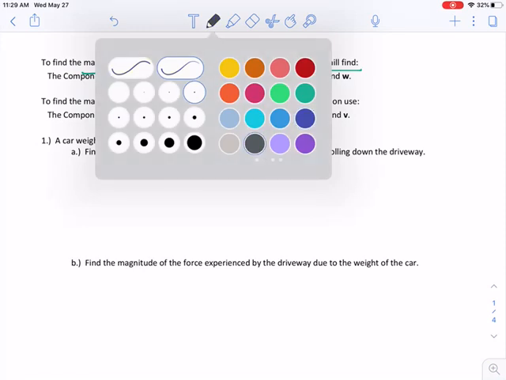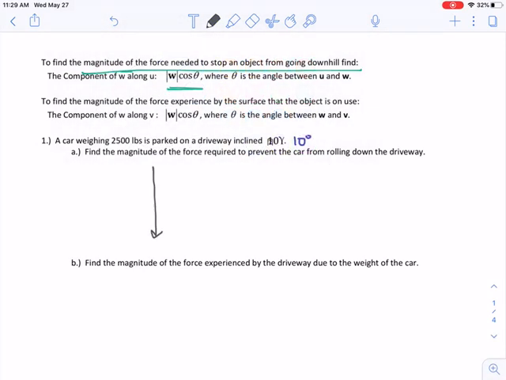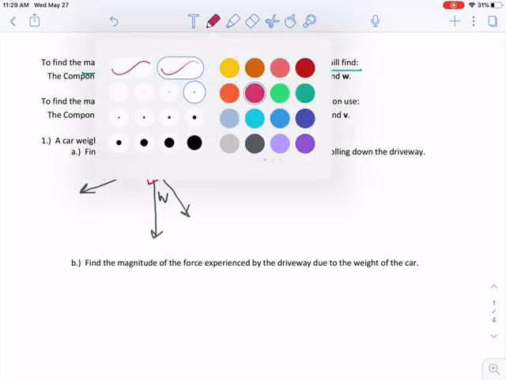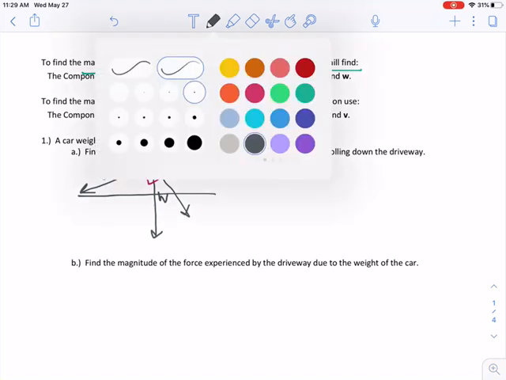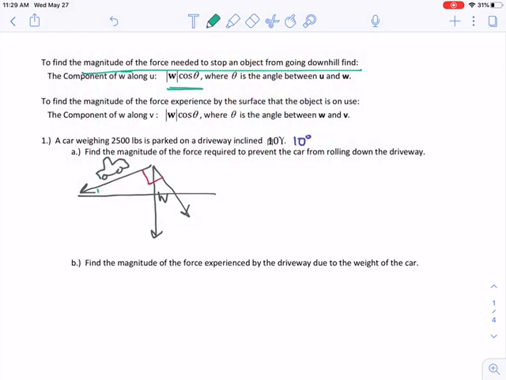So let's create our 3 vectors here. My vector W is always straight down. Then I've got my vector U, which is the driveway. So here's my car parked on the driveway. And then here's my vector V, and I know that vector U and vector V are always perpendicular. Well, I also know that my driveway and the ground are going to make an angle. So let's draw the ground in here because they tell me that the angle that my driveway makes with the ground is 10 degrees. So this little angle in here is 10 degrees.